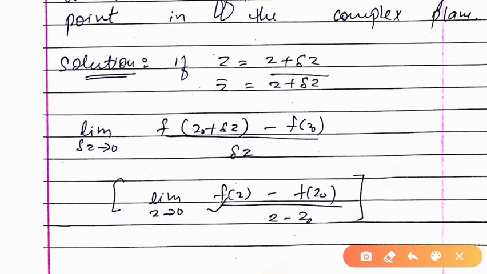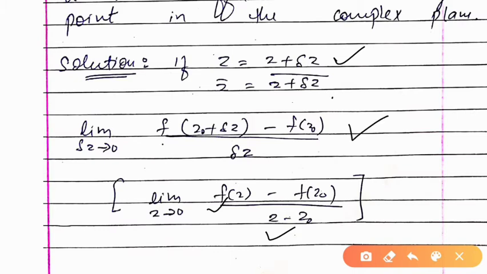The formula of differentiation is f of z minus f of z0 upon z minus z0. But here you have to use z plus delta z in place of only z. You have to consider z as z plus delta z. So I am taking z equal to z plus delta z, so z bar will be z plus delta z whole bar. Now this is one more formula which you need to remember.